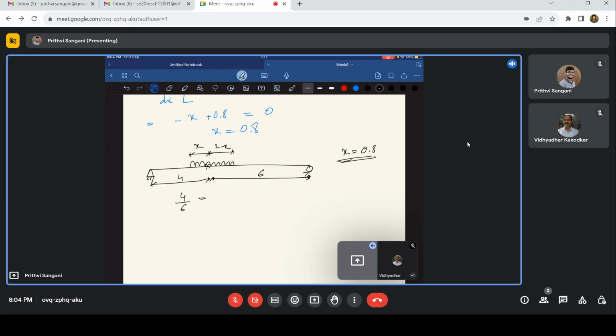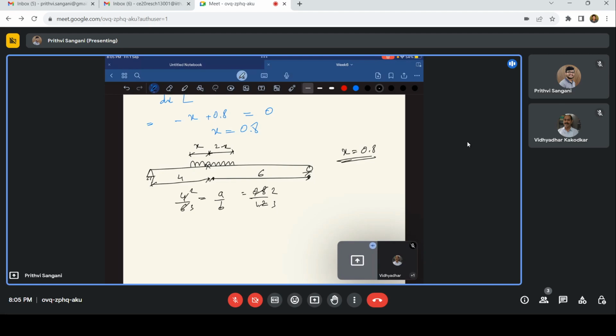If the length of the UDL is lesser than the span itself, then you place the UDL in such a way that the point is also dividing the UDL in the same ratio. That means the UDL should also be placed in terms of 4 by 6. The ratio of the UDL should be 4 by 6. So in this case, it is 0.8 by what is x on this? x on this is 1.2. That is 2 by 3.